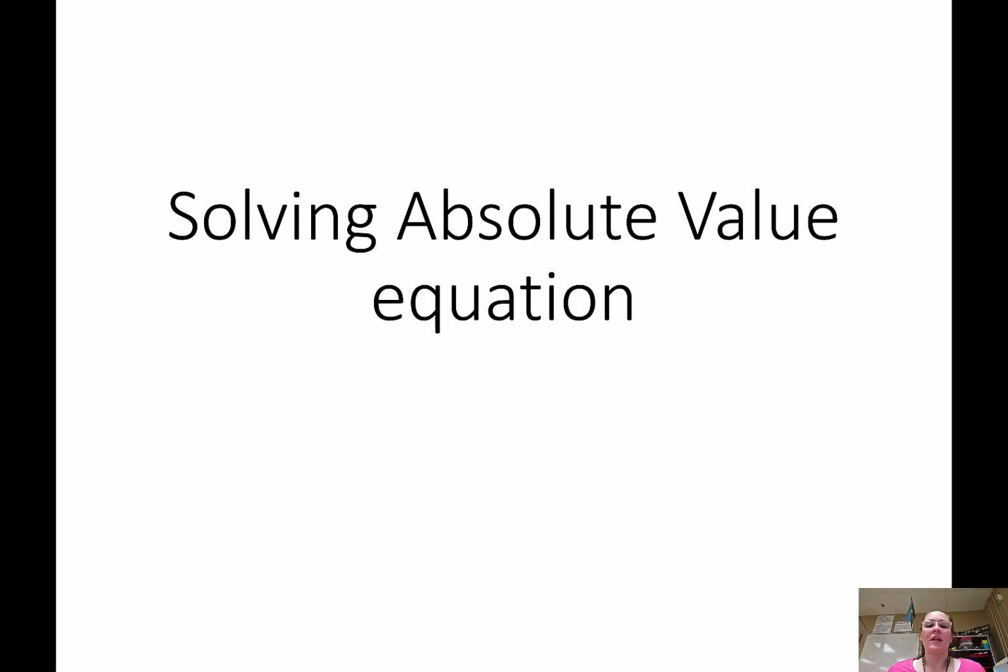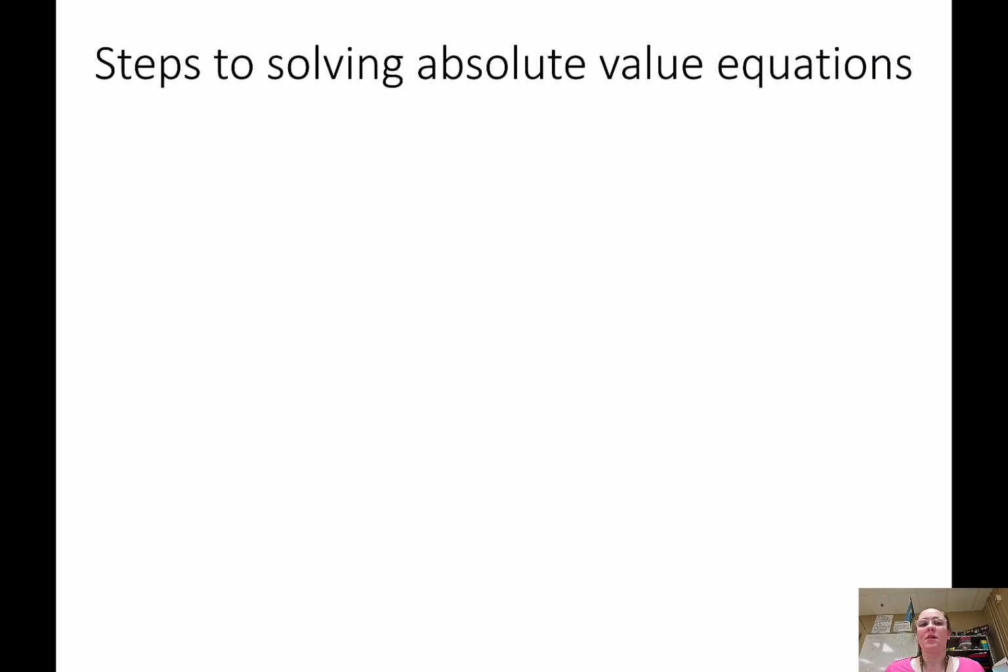All right, so today we're going to look at solving absolute value equations. So let's start with just a quick reminder that absolute value is how far something is from zero. All right, so let's look at the steps for solving an absolute value.